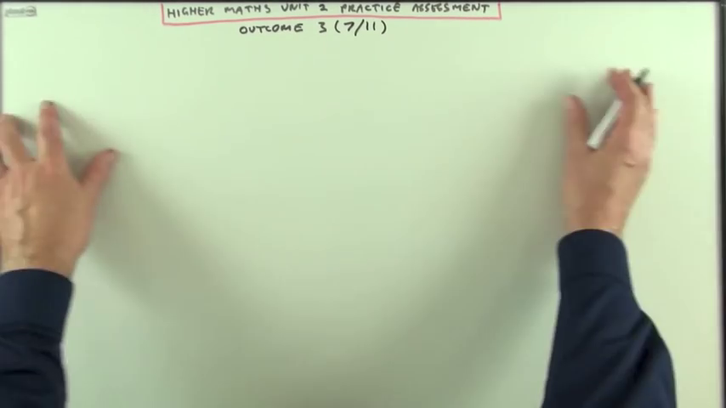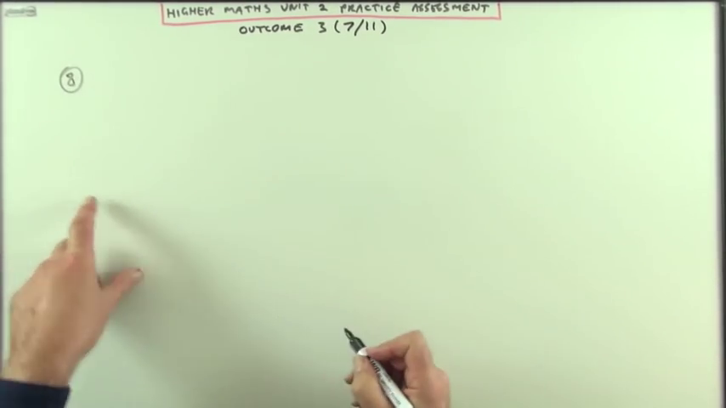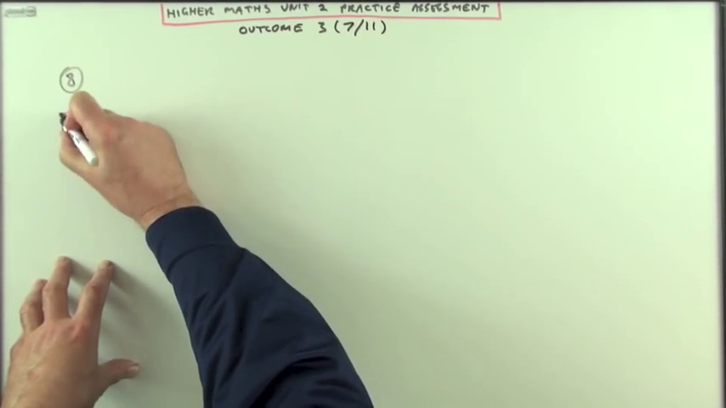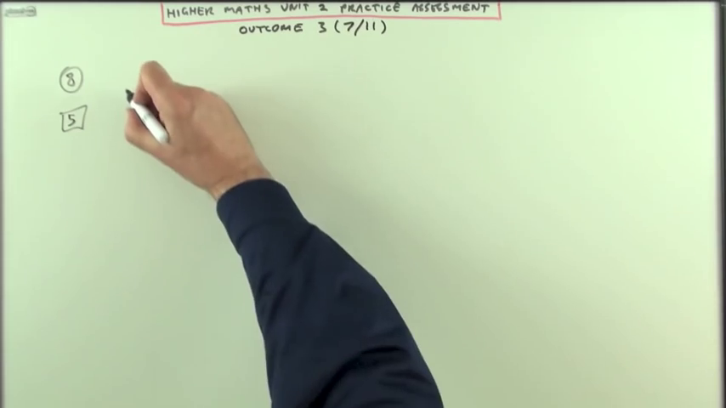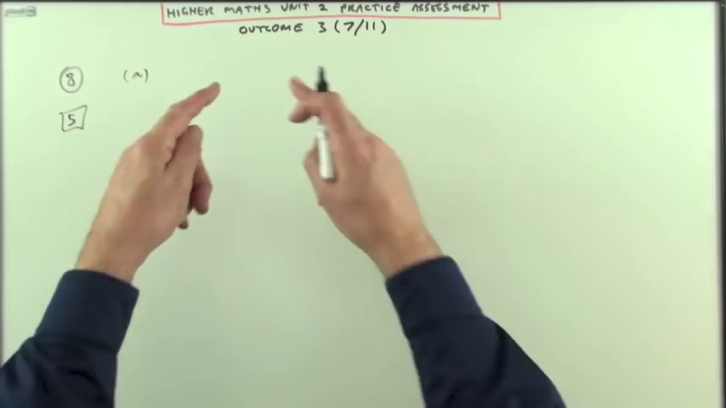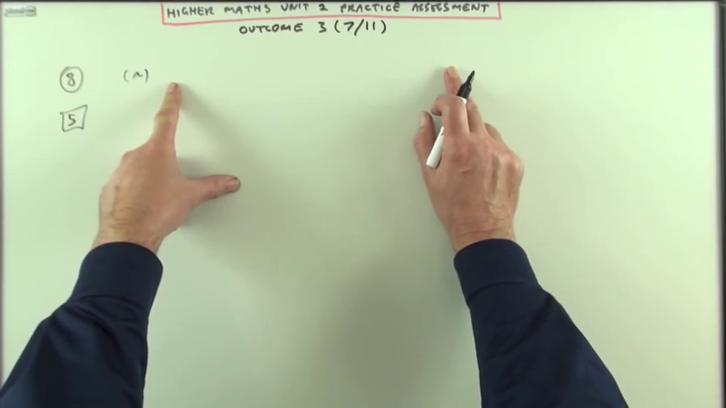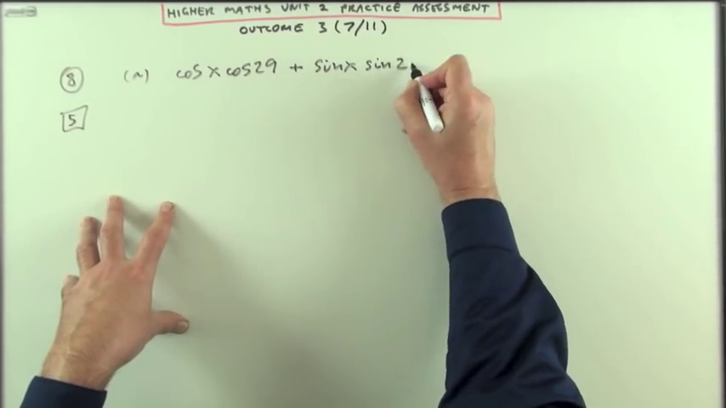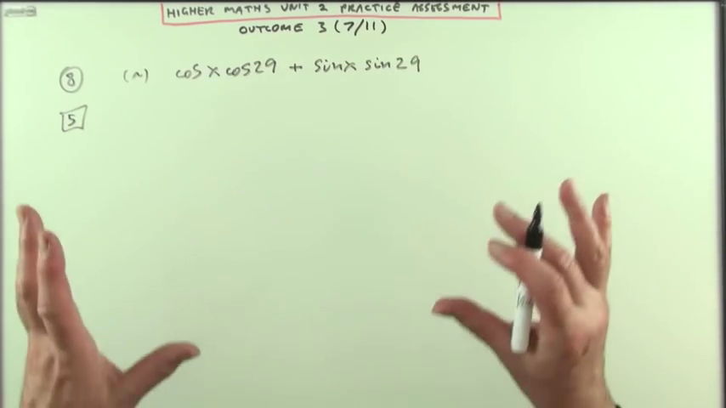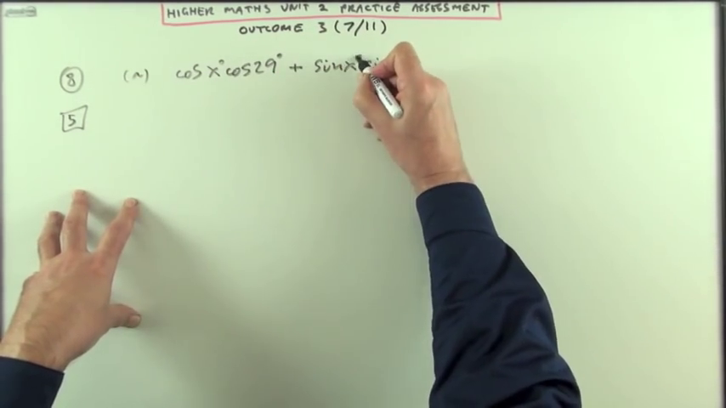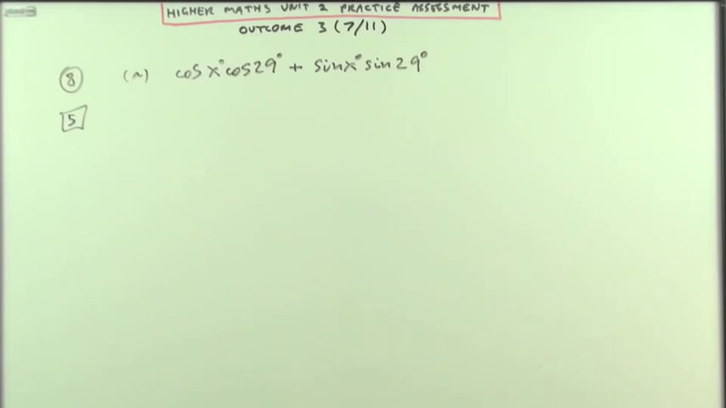It's fairly straightforward. Now, number 8. Number 8 is worth more marks again. It's worth 5 marks. And it'll be in the form of two parts. The first part will give you the expanded form of a compound angle formula, like that, for instance. Only this question's in degrees, so annoyingly, every time you write down an angle, you'll have to put a degree sign in just to show it's not in radians.